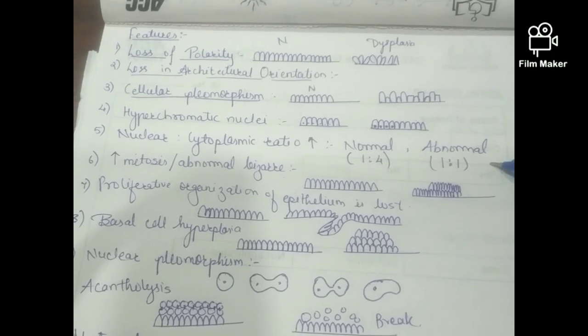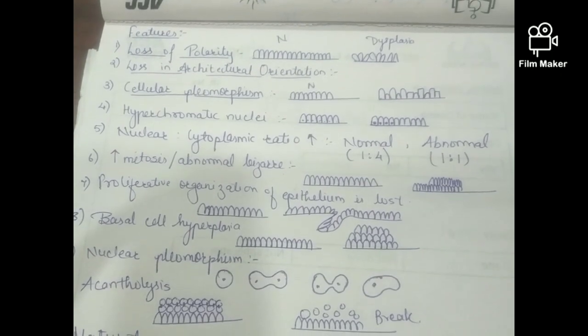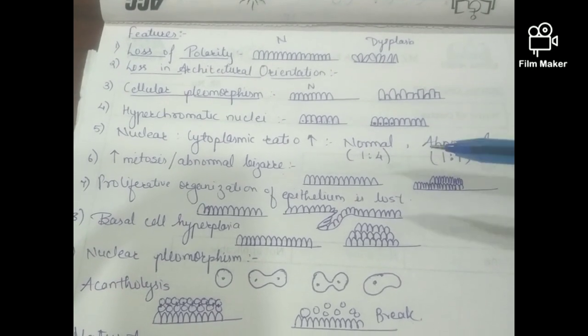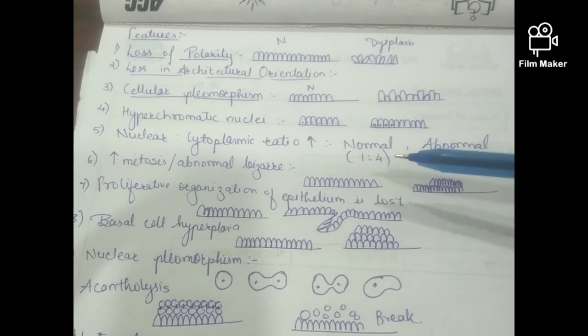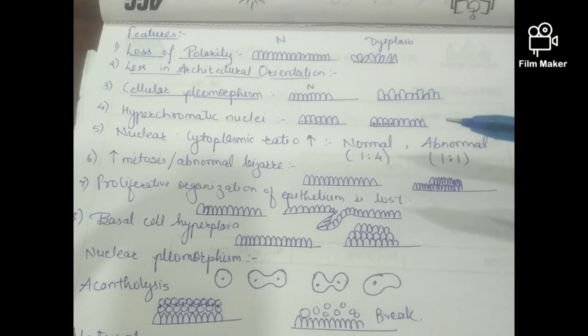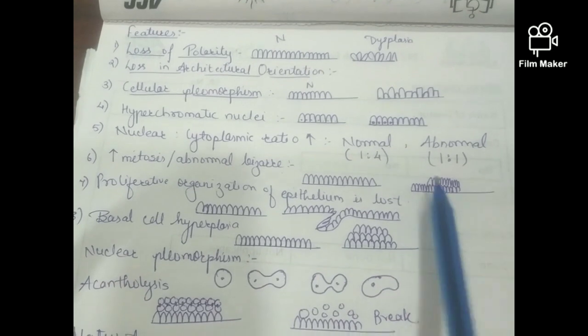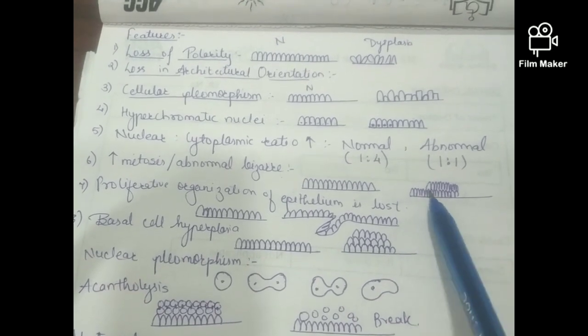Sixth is increased mitosis, or abnormal, bizarre mitosis. Mitosis appears in abnormal locations within the epithelium and may appear at all levels rather than its usual basal epithelium. So you can see that other than the basal epithelium, mitosis is seen in other epithelial layers also.